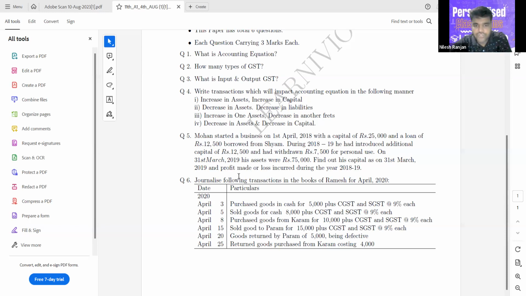The second transaction is sold goods for cash. Now we are selling goods, so cash account debit, to sales account, to CGST output, to SGST output. So 8,000 for sale, 720 for CGST output, 720 for SGST output. 8,000, 720, 720. It is 9,440 in cash.